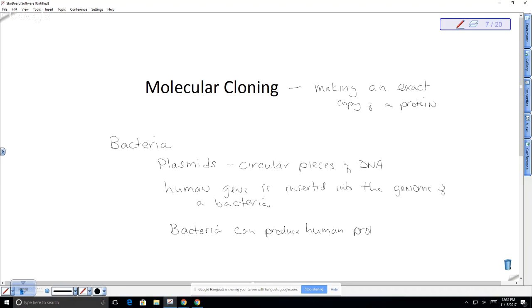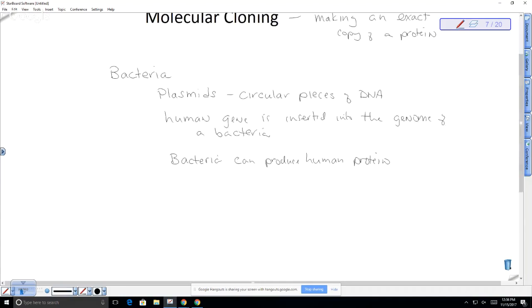Does anybody know what human protein was produced first? It's a hormone, and it's used to treat diabetes. Insulin. Okay. It used to be that they used pigs, and they would try to extract the pancreas from a pig and get the insulin out of it. But you can imagine that pig insulin might be a little bit different than human insulin. And it's kind of a tedious process.